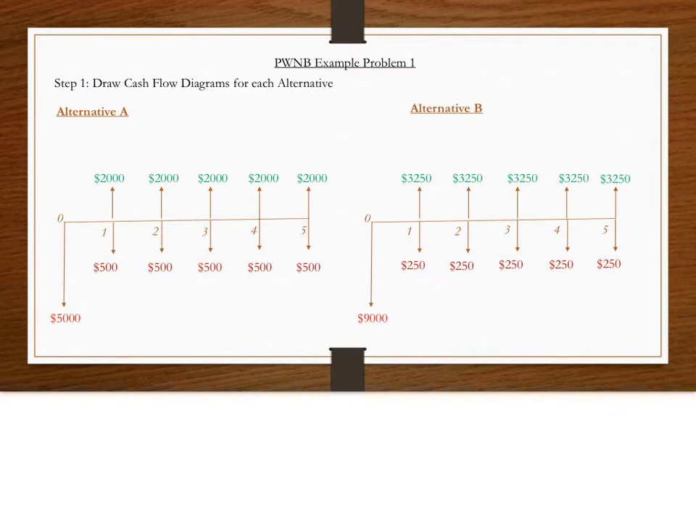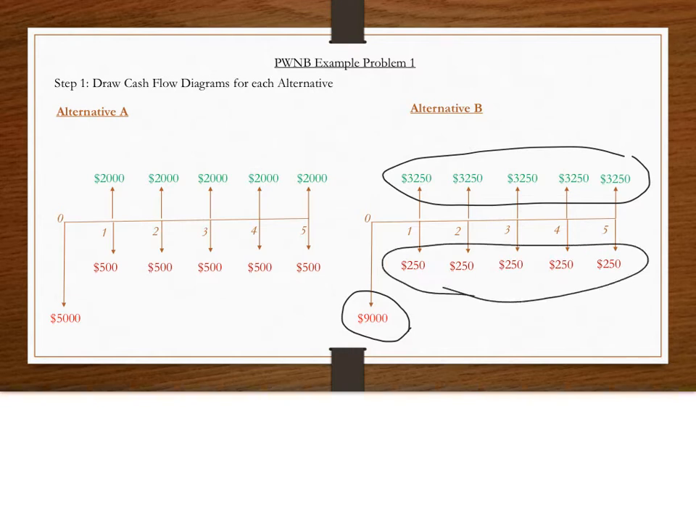For alternative B, we show our $9,000 capital investment in red pointing down at year 0 and the $3,250 annual revenue at the ends of years 1, 2, 3, 4, and 5, pointing up and in green. We also show the $250 O&M cost in red at the end of each year, pointing downward.